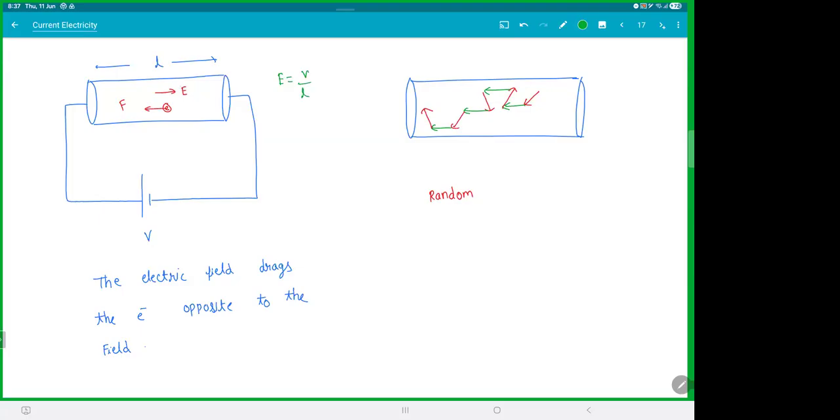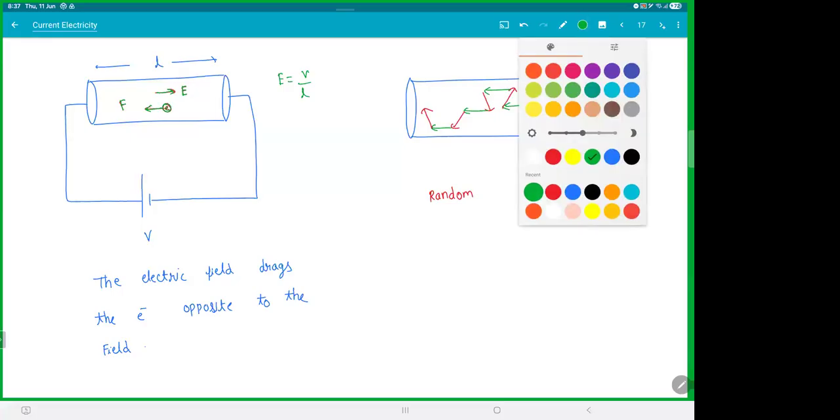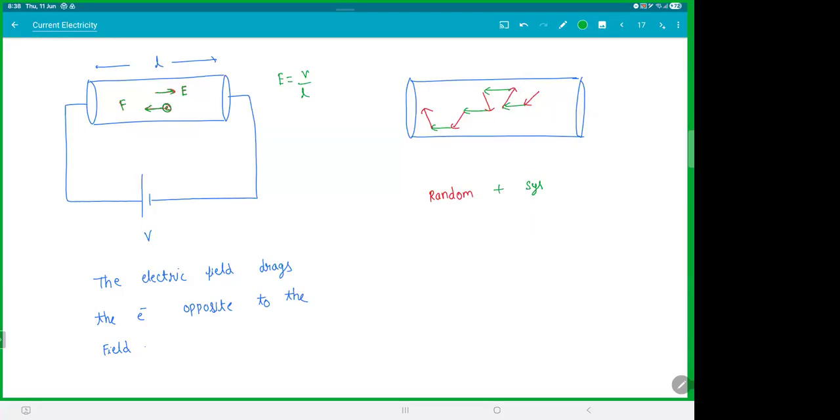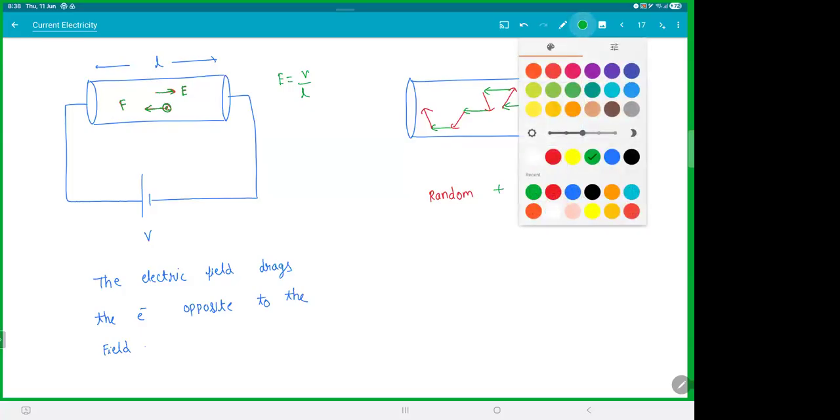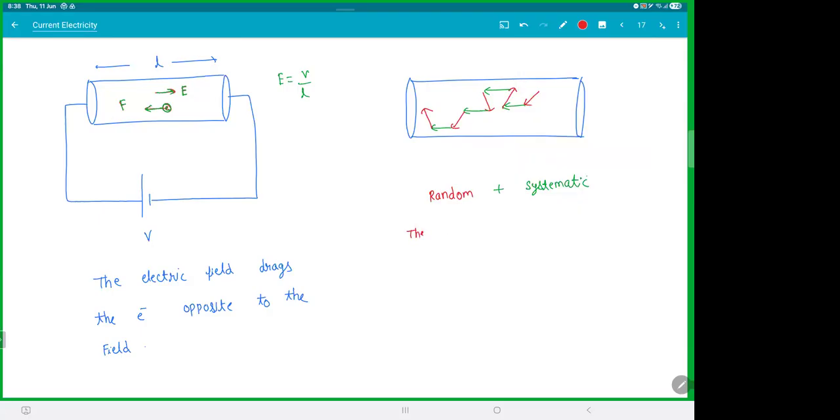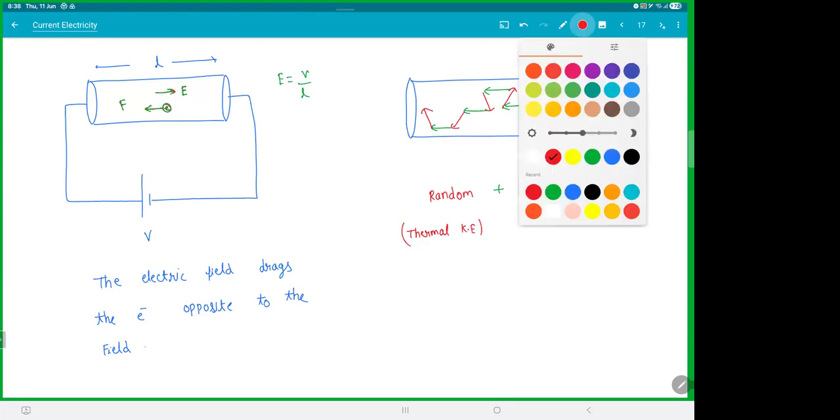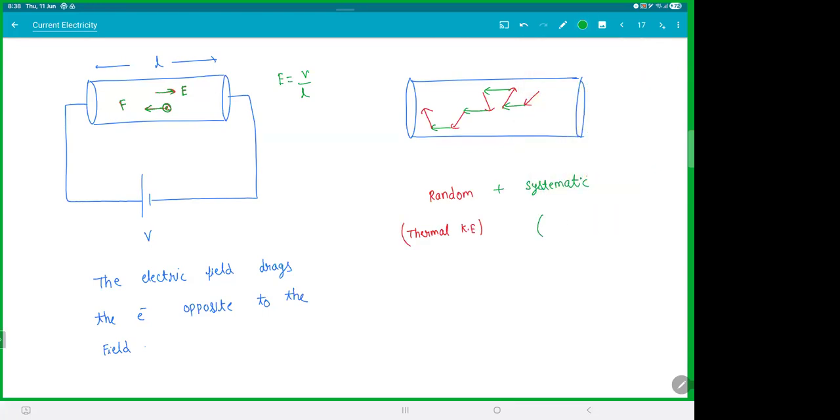So E is equal to V by L. This is E, this is force, and this is your electron. So it's a random motion plus systematic motion. These electrons experience both things. There is a random motion which is coming because of your thermal kinetic energy, which is making you go in random directions. And there is a systematic motion because of the battery. There is a field due to the battery that is dragging you. And this is responsible for current.